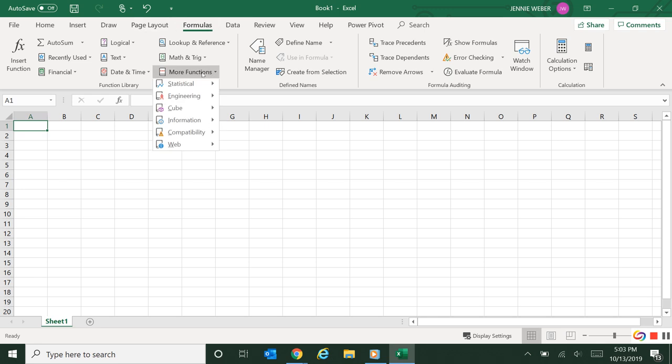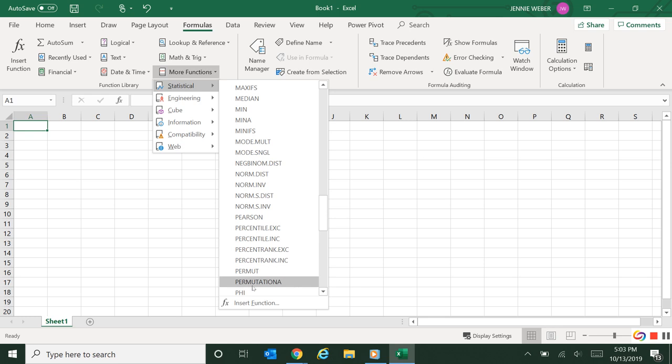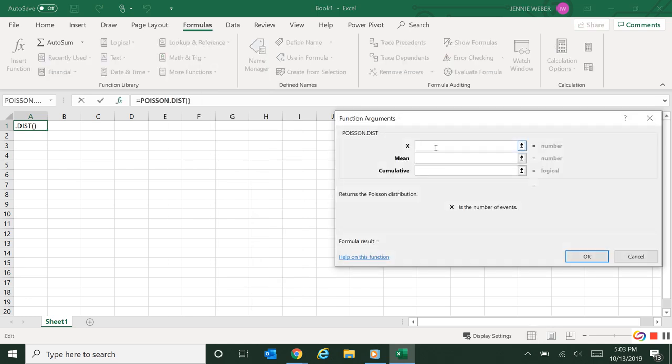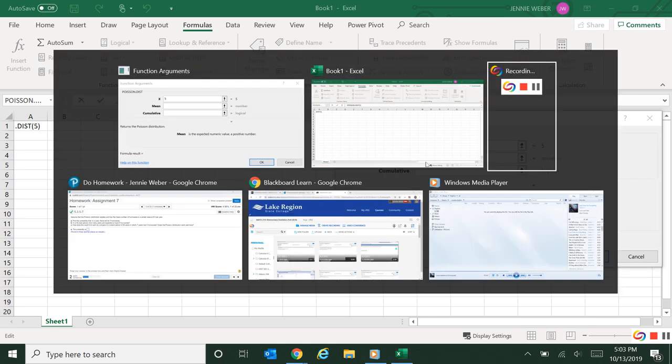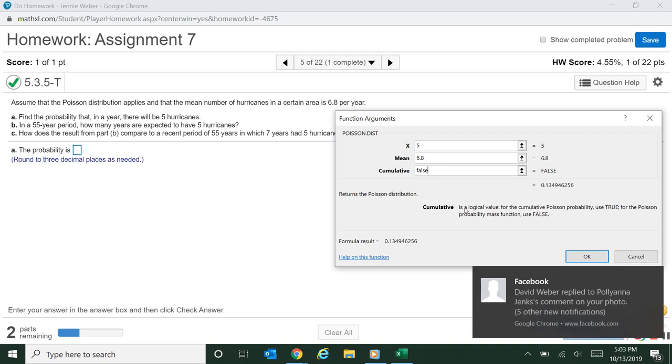I'm going to go to Formulas, More Functions, Statistical, and then I'm going to go down here to Poisson. Okay? Then X is the number I want, so in this case 5. And then they told us our mean was 6.8. Okay? And now here, we only want 5, so we're going to put false. If you read down here, cumulative is the logical value for the cumulative Poisson. We use true, so cumulative means add up to 5. And for the Poisson mass function, so in other words, just 5, you're going to use false.